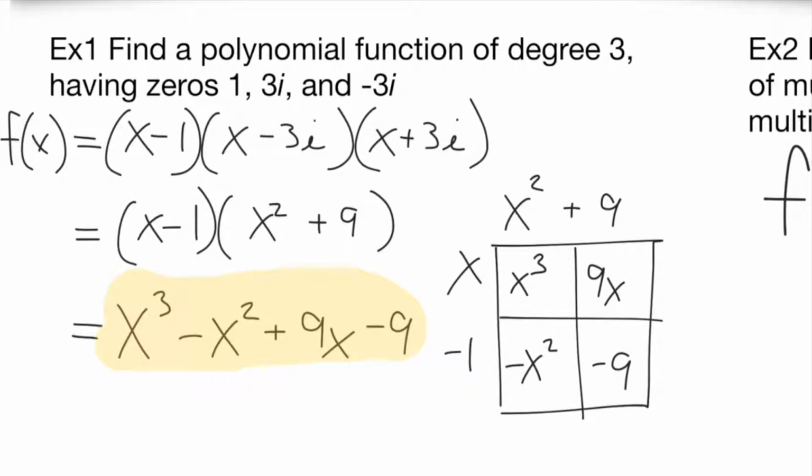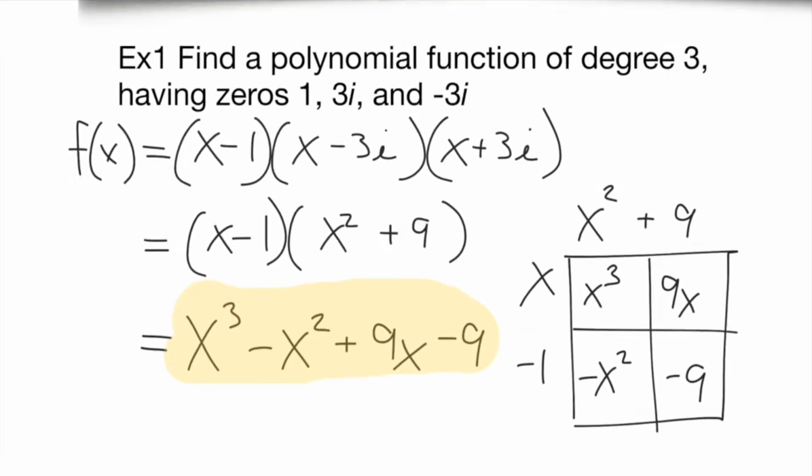Another polynomial function, you can multiply all of this, like at the very beginning, you could put a number out in front, like 5. Choose whatever number you want, multiply, and that function would also have a degree of 3 and the same zeros. You just have like 5x cubed minus 5x squared plus 45x minus 45. That's another version of the answer, but this is the simplest version.